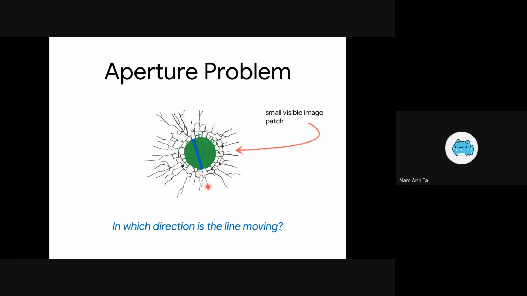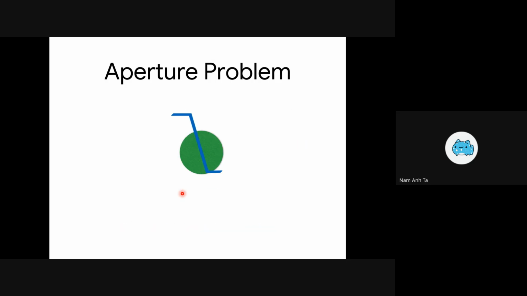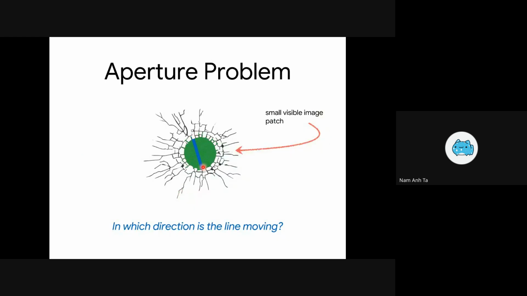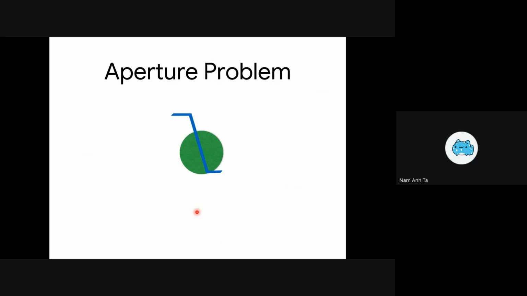So there's a question right here: in which direction is the blue line moving through this small hole right here? Can you guess? First position we have this, second position we have this. Can you guess which position this line is moving to? Because they're different, we actually don't know which position it is moving to, but it's actually this.